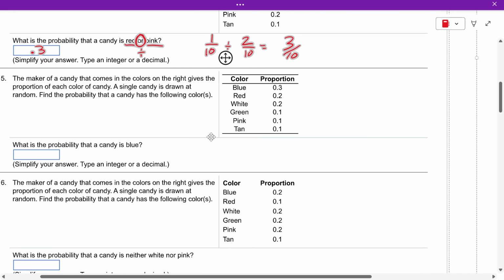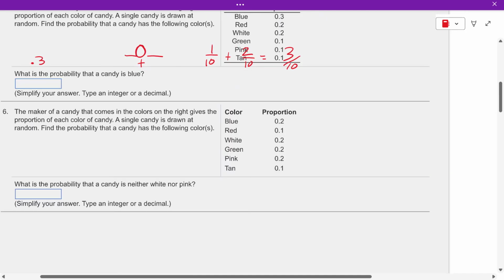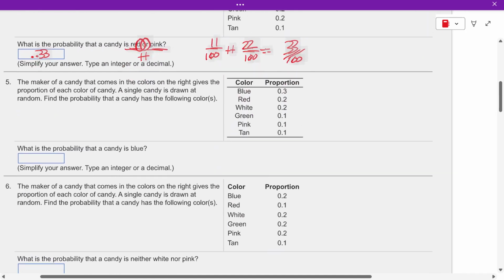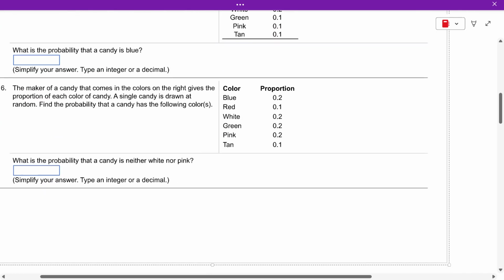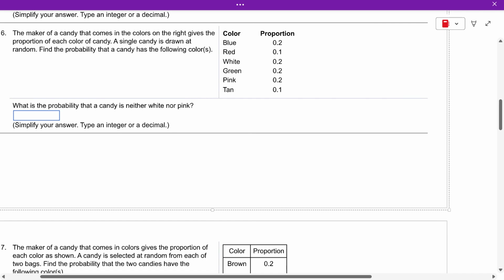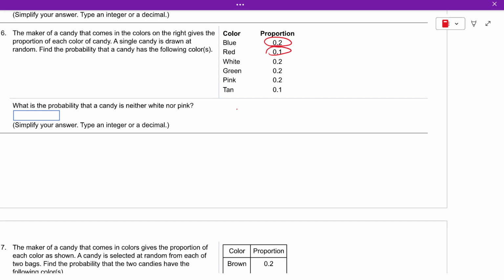What's the probability it is blue? Okay, it would be 3 out of 10. What's the probability that it is neither white nor pink? So everything except for white or pink. So blue plus red plus green plus tan is 0.4, 0.5, 0.6, so 0.6. Just add them together.